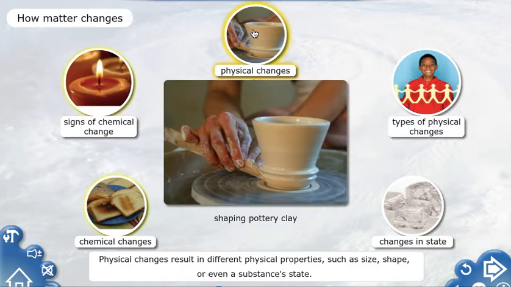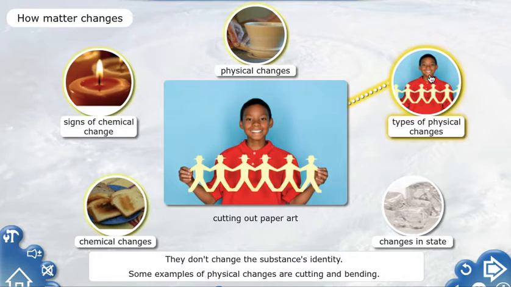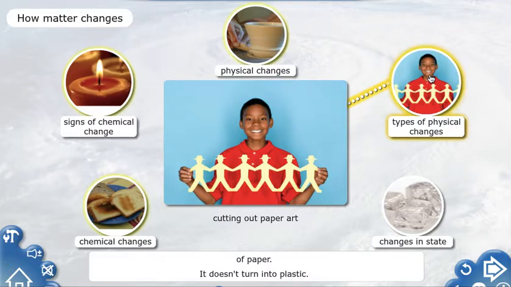Physical changes result in different physical properties, such as size, shape, or even a substance's state. They don't change the substance's identity. Some examples of physical changes are cutting and bending. If you tear up a sheet of paper into smaller pieces, each piece is still made up of paper. It doesn't turn into plastic.